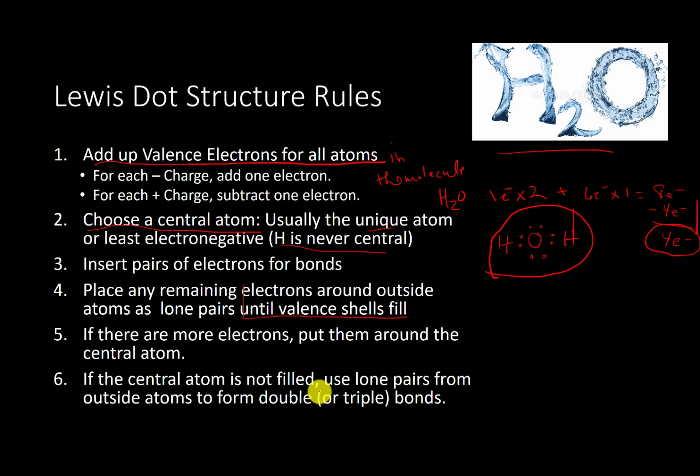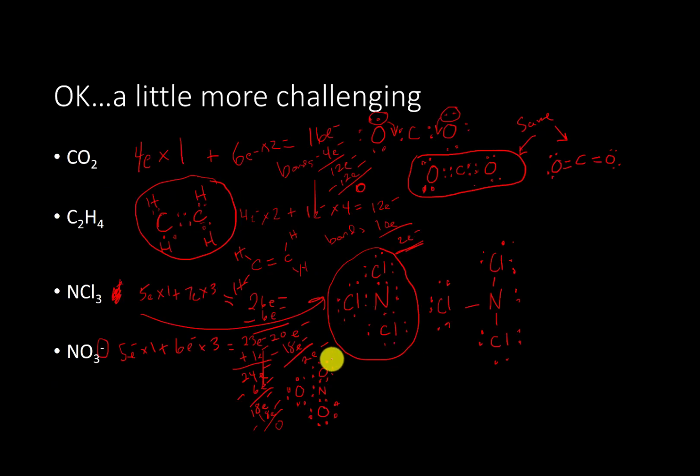If the central atom is not filled, use lone pairs from outside atoms to form double or triple bonds. So what we need to do here is take 2 electrons from an outside atom like this, and have them come down to form a double bond. Now I'm going to redraw this twice. So first of all, this is what we now look like. Oxygen, we've got 2 here, so 1, 2.